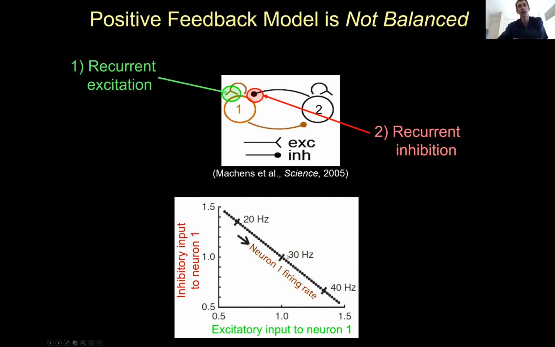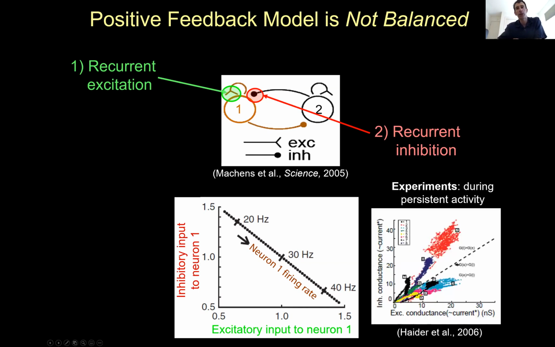At 30 hertz, there is one value at which there can be a balance, where inhibition and excitation are exactly balanced. But as the neuron increases its firing rate, it gets more excitation and less inhibition, and vice versa. If its firing rate decreases, it has reduced excitation and more inhibition. So this shows that the classic positive feedback models are not balanced in general, or they are balanced at only a single firing rate.